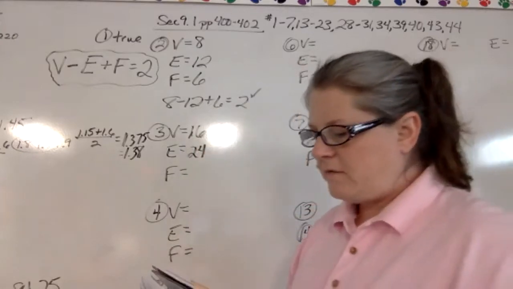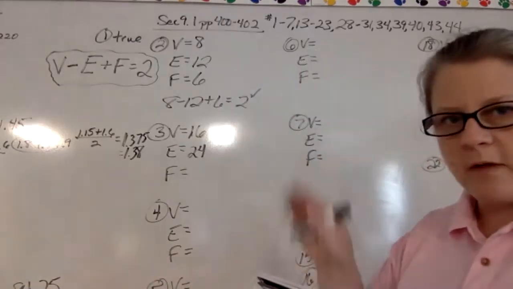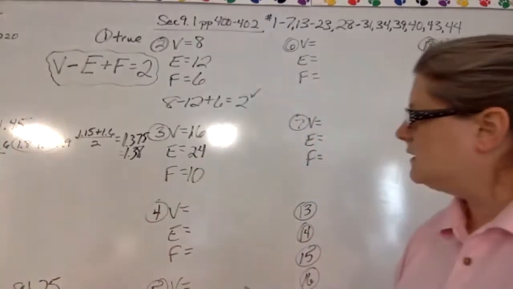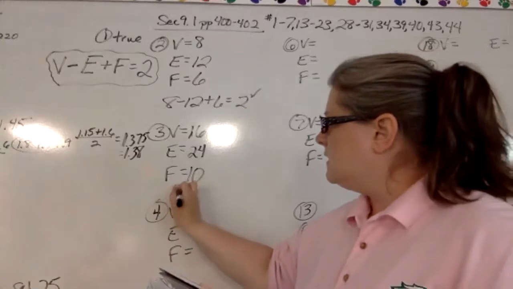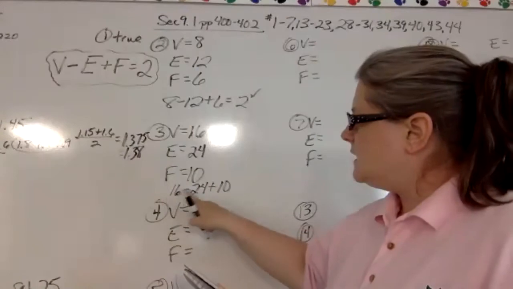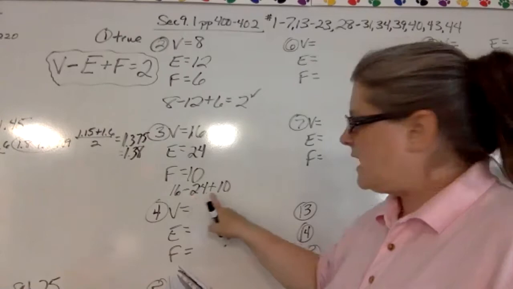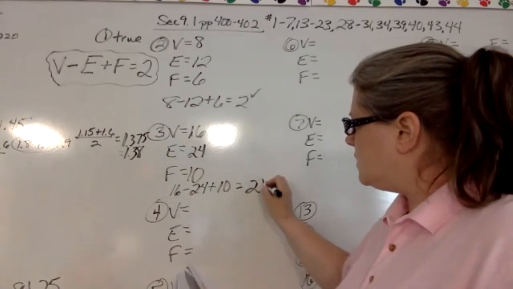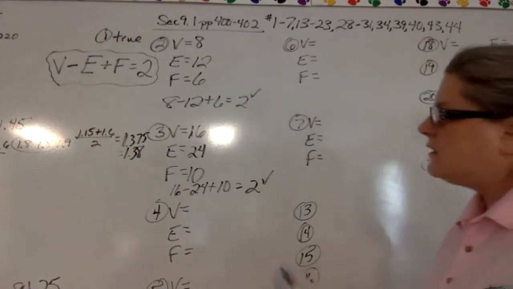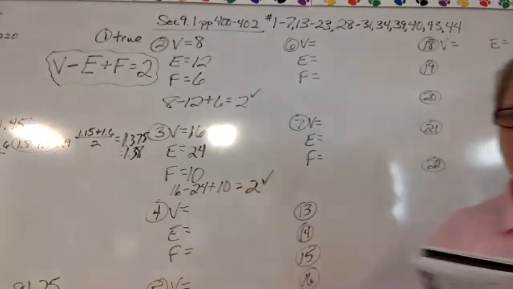And then my number of faces, I got 8 sides going around, and then the top and the bottom, so there's 10 faces. And then I try my formula, 16 minus 24 plus 10. 16 minus 24 is going to be -8. -8 plus 10 is 2. So it worked with Euler's formula. So basically, you're just using Euler's formula to check and see if you counted your vertices, edges, and faces right.